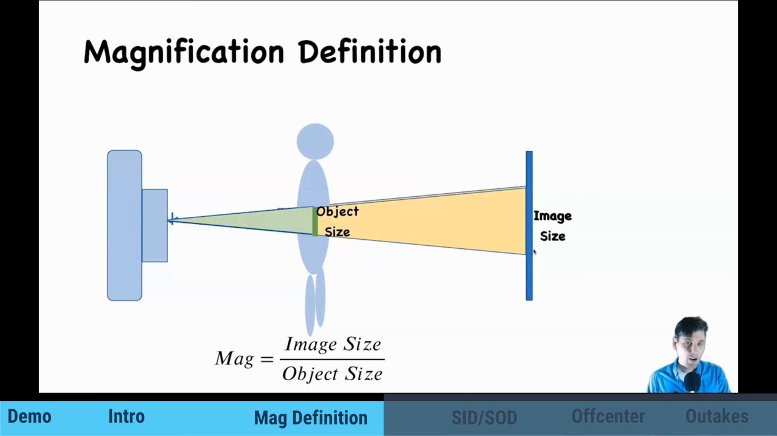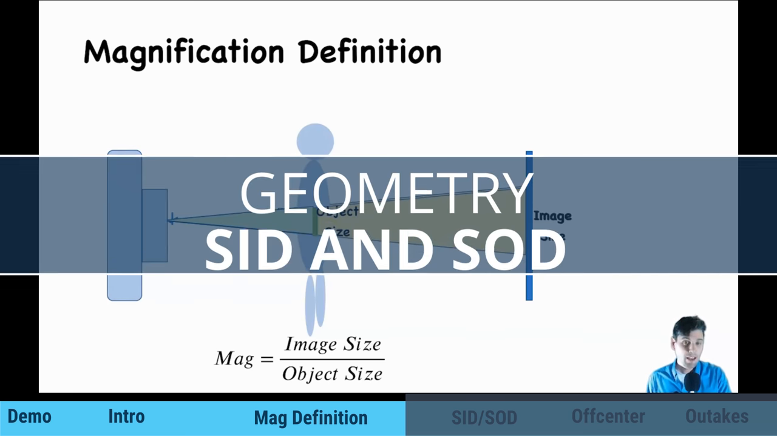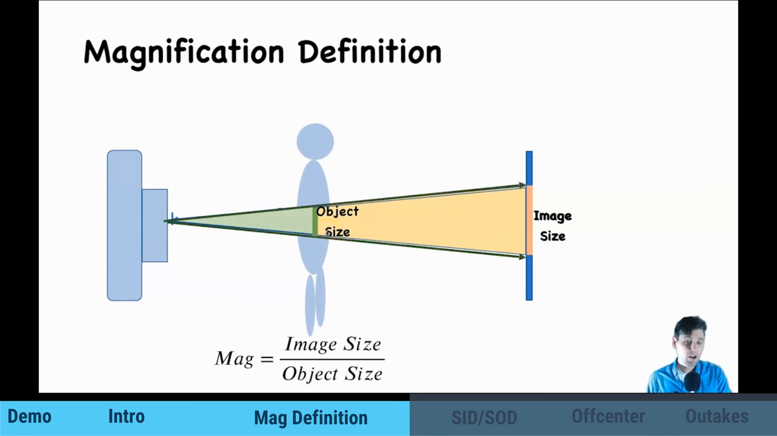And then how can we define that in terms of the distances in this scenario? So the idea is that if we define how far we are from our source to our object, and then we also define how far we are from our source to our image plane, then we can calculate the magnification. So we call the source to image distance the SID, shown here. And then we call the source to object distance the SOD, source to object distance.